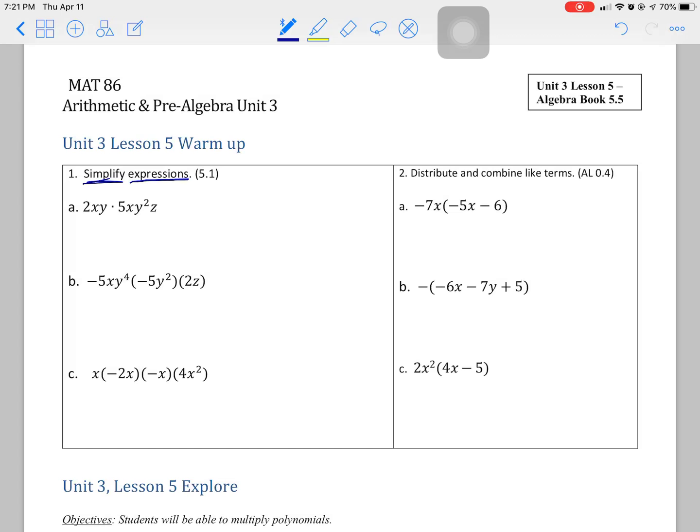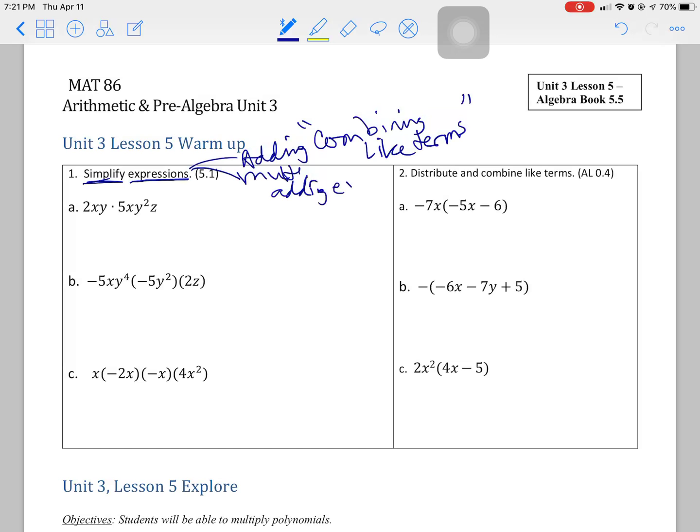Let me say that again. When we are simplifying and we are adding, we are combining like terms, okay? But when we are multiplying, which we are doing here, if they have any exponents, we are adding the exponents, okay? That's not the same as adding like terms.